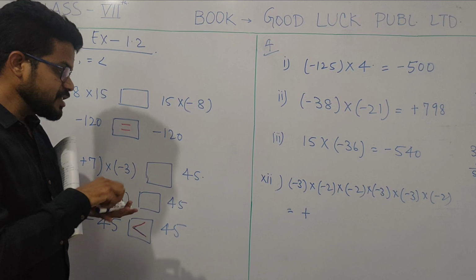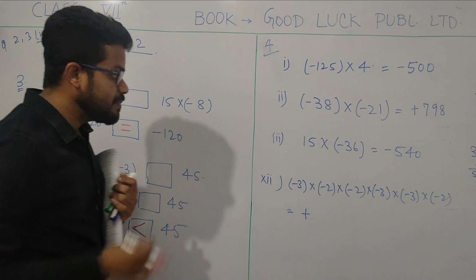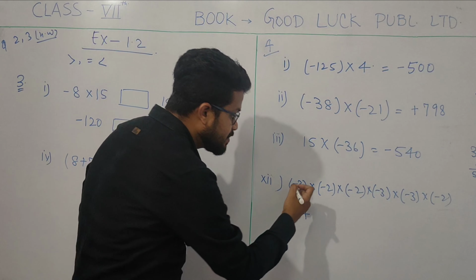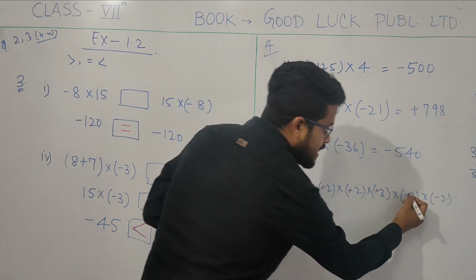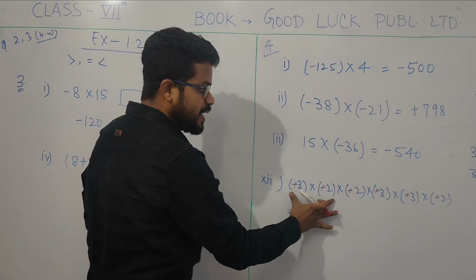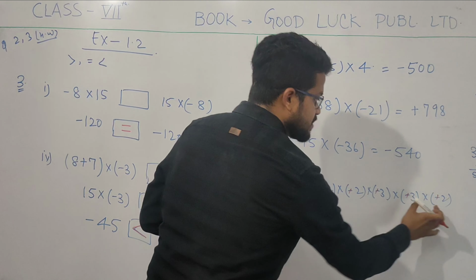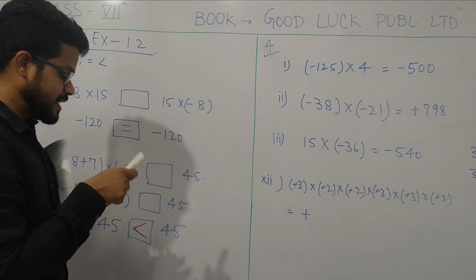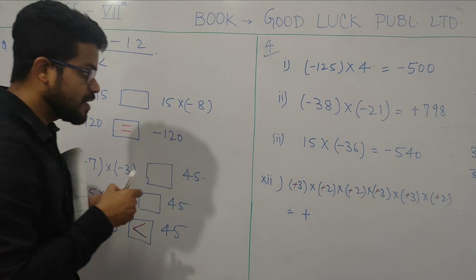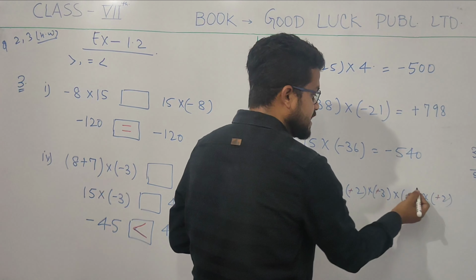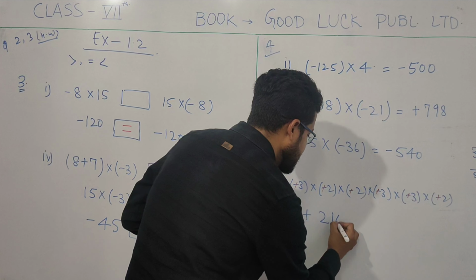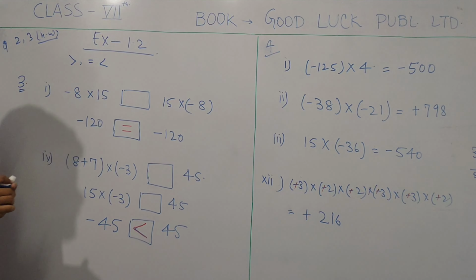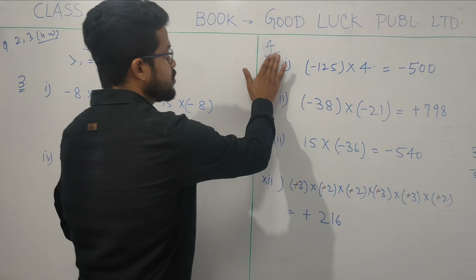Or in case of confusion, in multiplication, you simply cancel the pairs of minus signs. This one cancel, this one cancel, and this one cancel. So remaining is plus. So I write here plus. Now multiply the numbers: 3 into 2, 6 into 2, 12 into 3, 36 into 3, 108, and 108 into 2 is 216. So 216 is your answer.